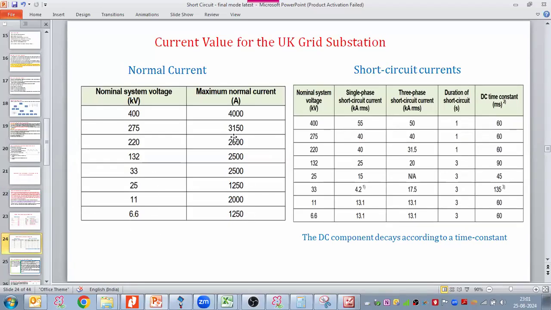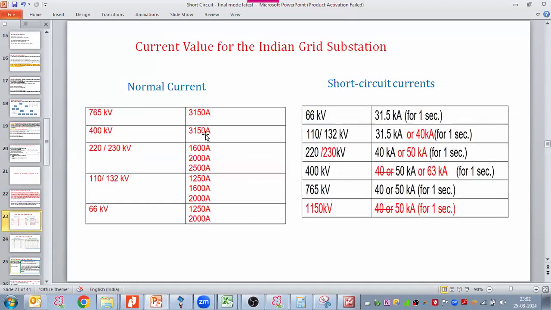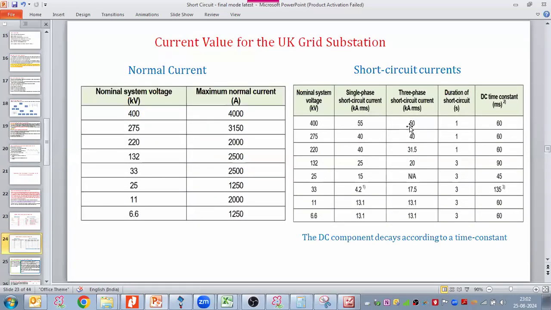So 6.6 kV, 11 kV, 25 kV, 33 kV, 132 kV. This is the voltage and current rating that they take. 220 kV, 275 kV. They have one intermediate voltage which is 275 kV. In India, we don't have this voltage. 400 kV, which is maximum normal current is 4000 ampere. You can see for 400 kV, in India only 3150 ampere they are taking, but they are taking larger current.